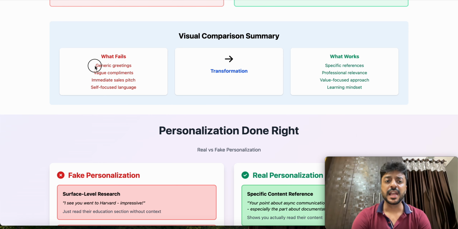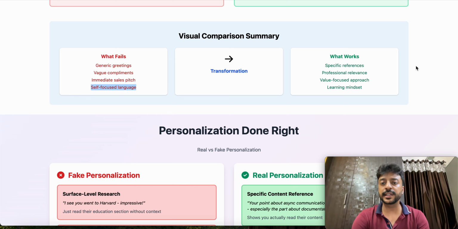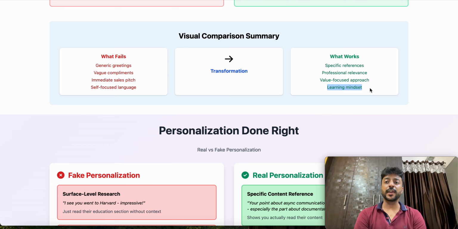So what fails is generic greetings, vague compliments, immediate sales pitch, and self-focused language. What works is specific references, if you have any, professional relevancy, value-focused approach, and learning mindset. Very few people follow this path where they show that they want to learn from you, because everybody is like, oh, I'm already working at a very high position, why should I sound like I want to learn from your perspective. See, everyone is unique and every experience counts.